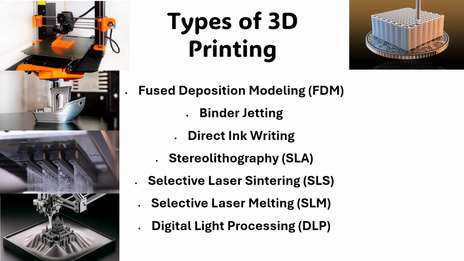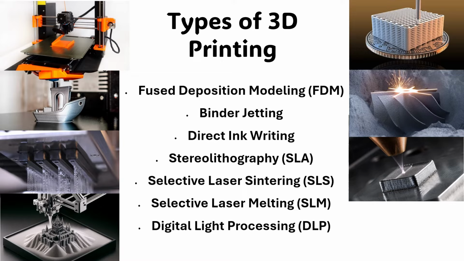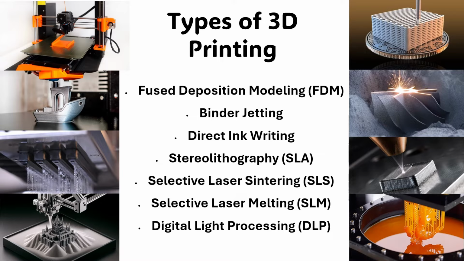You have stereolithography, which employs a laser to cure liquid resin into solid layers. Selective laser sintering and selective laser melting, which use a laser to either fuse powdered materials together or outright melt them together. And then you have digital light processing, which is similar to the stereolithography methodology, but uses a digital light projector for faster curing. This can be done with visible light or with UV lights.